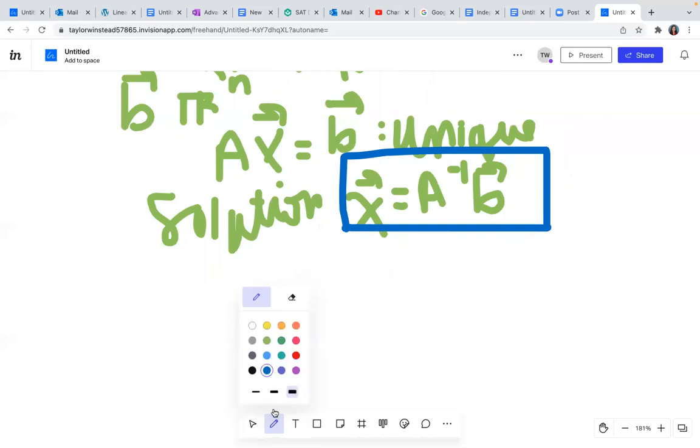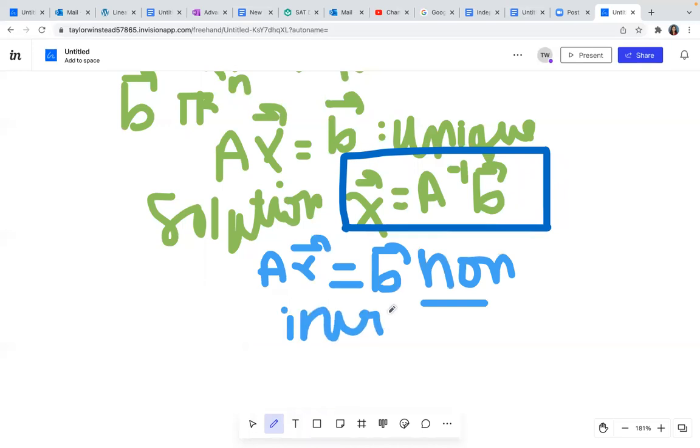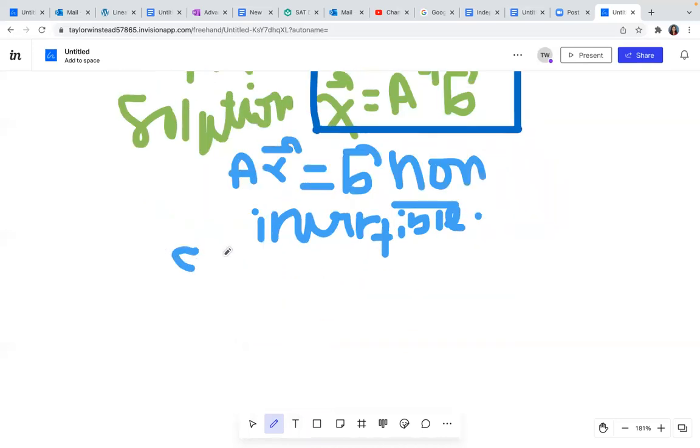So this is kind of what I already talked about: going from infinite or no solutions to a unique solution is not possible. So that means that if A is non-invertible, then by definition, the number of solutions to Ax equals b is infinite solutions or zero solutions.